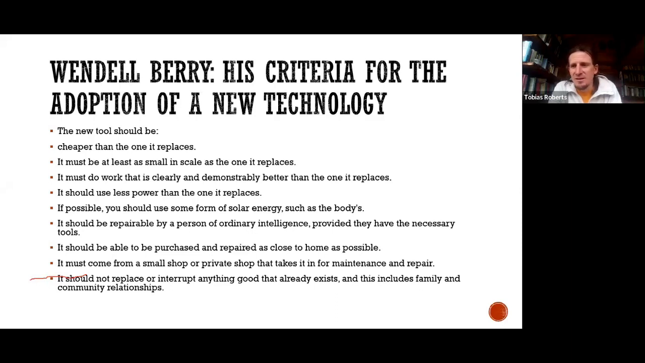So I don't know if we can say that that is good work in the sense that it promotes knowledge, that it provokes depth of thought, etc. Number 4, he says that appropriate technologies and good technologies should use less power than the one it replaces. We're starting to get into some of the environmental implications of certain types of appropriate technologies.